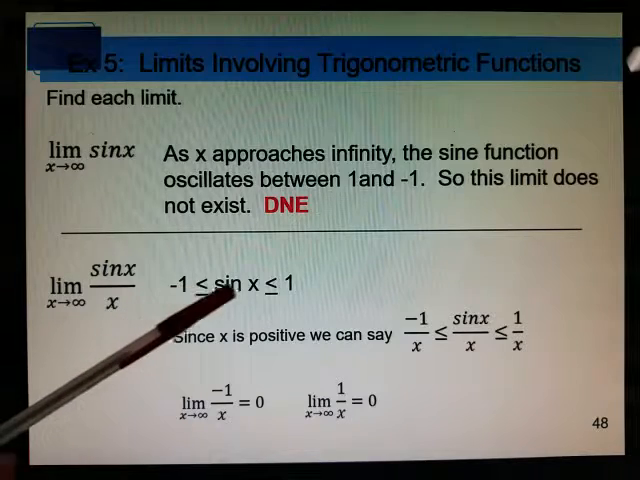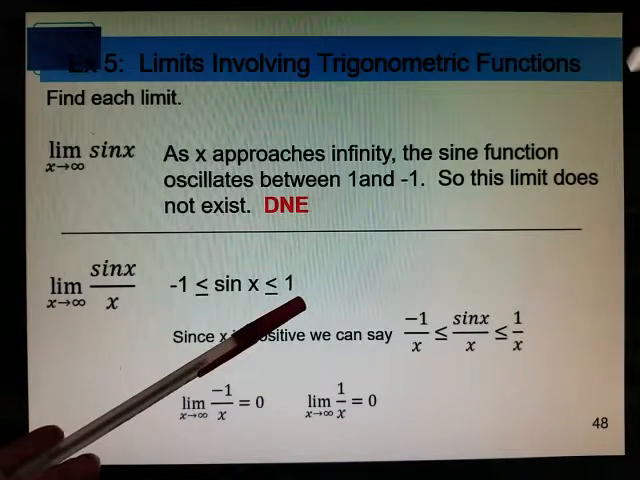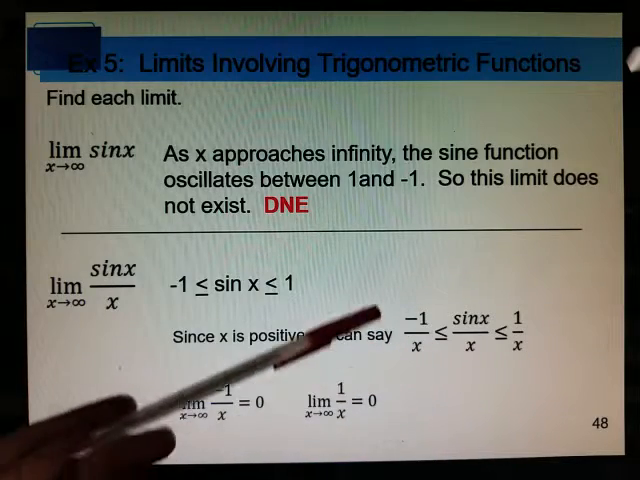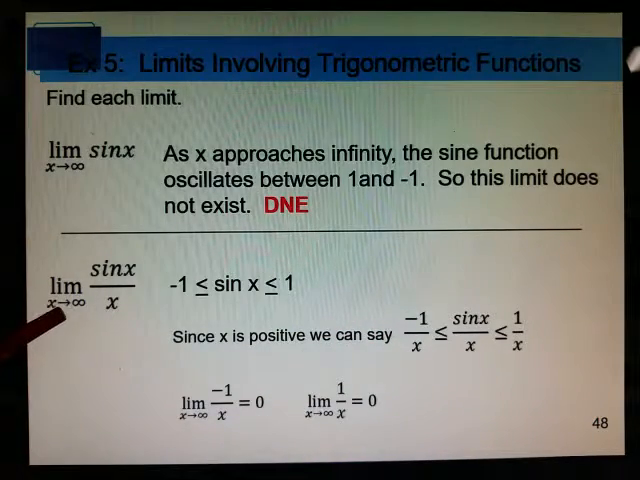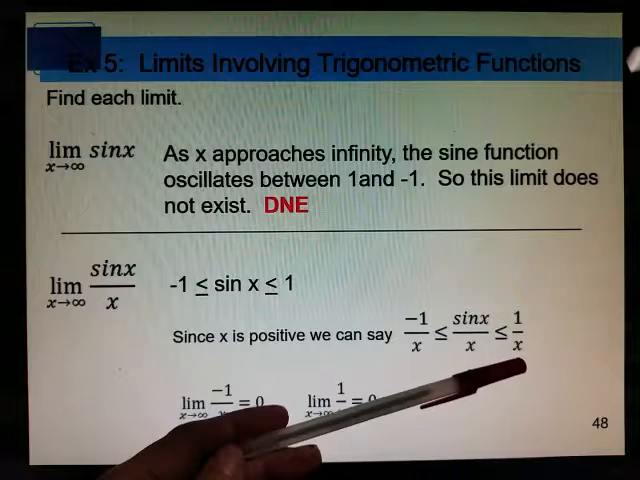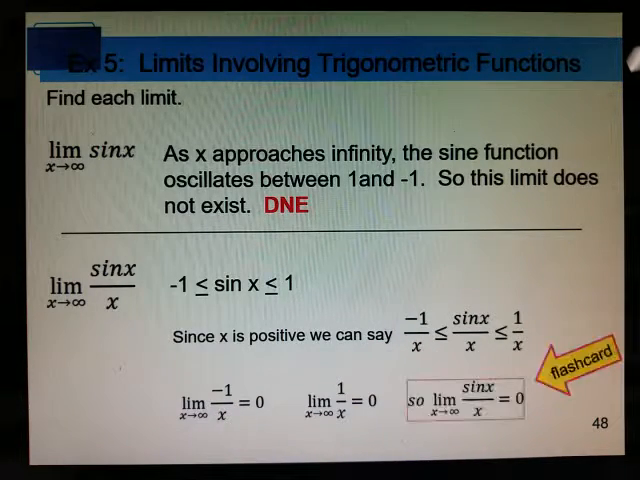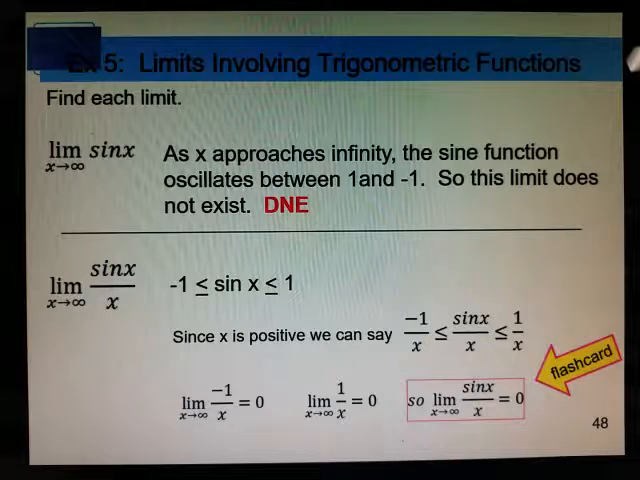If I start with that, we know sine of x is always between -1 and 1. Divide all three by x. And again, the limit of that one is 0. The limit of this one on the right, again as x goes to infinity, is also 0. Well, if these are both 0, then that is squeezed between the two, and therefore the limit would be 0. And this is a new flashcard for you guys to memorize. This is on your new Quizlet as well.